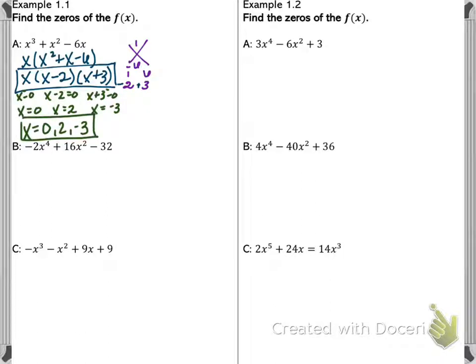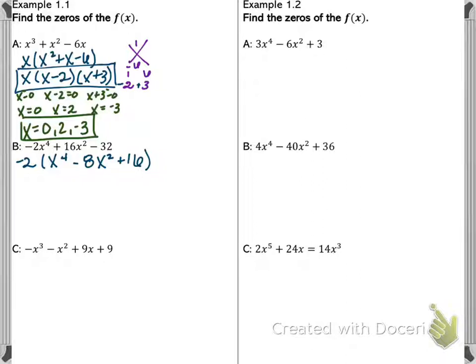Same thing with b. Underneath it, we have a GCF. We'll factor out a negative 2, giving x to the fourth minus 8x squared plus 16. And the reason why I factored out a negative 2 as opposed to a positive 2 is because, and I mentioned this when we were doing our factoring by grouping, technically you are not allowed to have your first term be negative. And so that's why I took out a negative 2 instead.